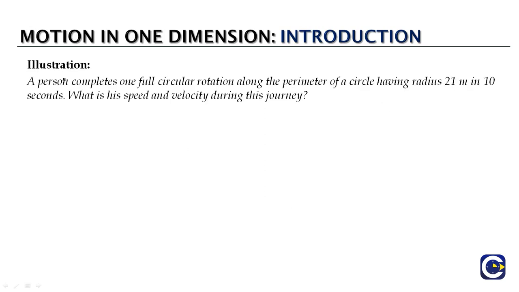Now we look at one illustration question to understand how speed and velocity will be defined in a particular motion. Let us say we have a person who is completing one full circular rotation along the perimeter of a circle having radius 21 meters in 10 seconds. We need to find what his speed and what his velocity is during this particular journey. So we have a person starting from a particular point, going along a full circle and then coming back to the same point. Now the distance covered here will be the total perimeter length, which is equal to 2 pi r.